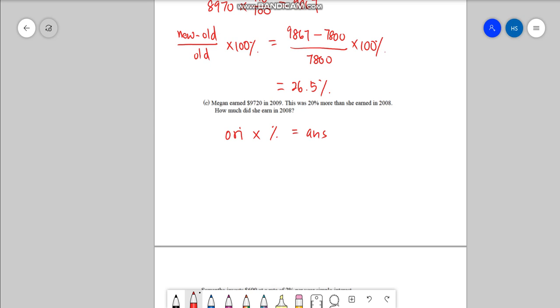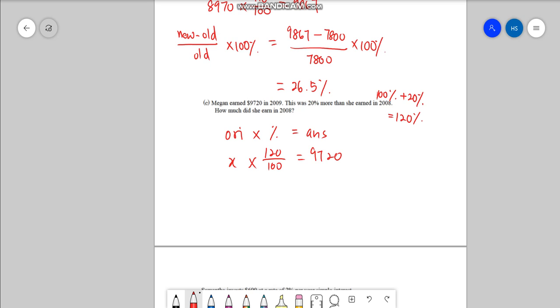So we just use the same formula. We put in whatever we have. So the value for 2008, the original value is unknown. So let's say I just put X. Multiply 20% more, means 2008 is 100%. I gain 20% more. So the total should be 120%. Okay, so put this into your percentage equals to the new value 9720.